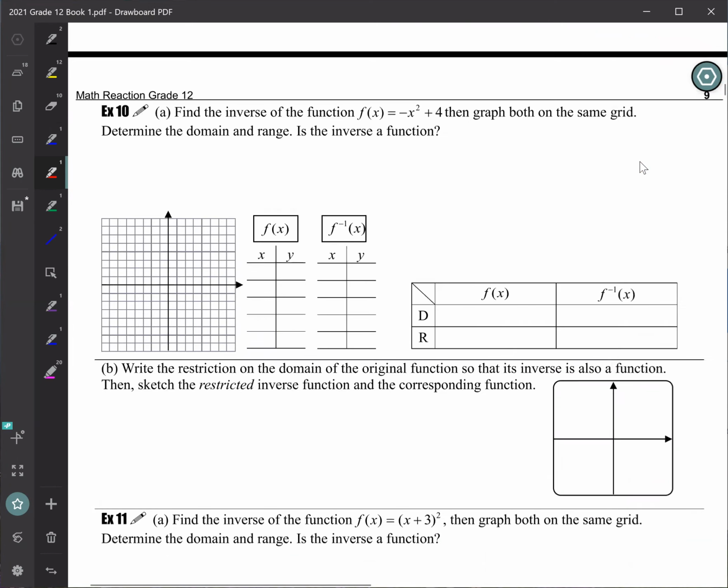So here we have another function that we want to get the inverse of, right? Find the inverse of the function f of x equals negative x squared plus 4. Okay, what kind of function do we call this one? We should have a name, right, for this one.